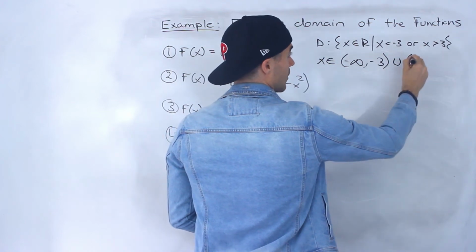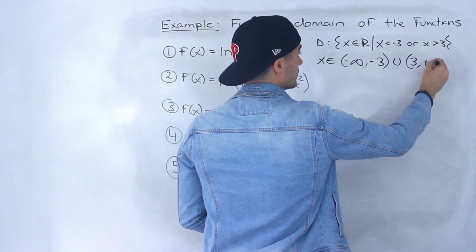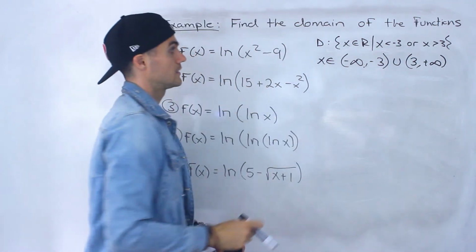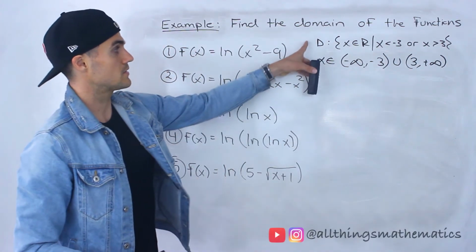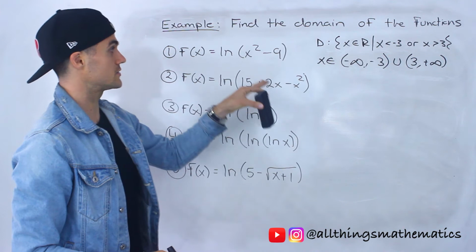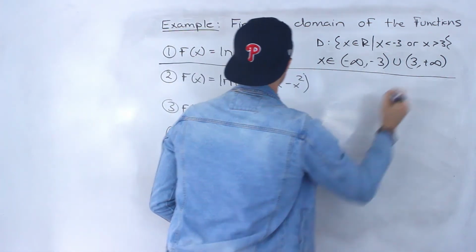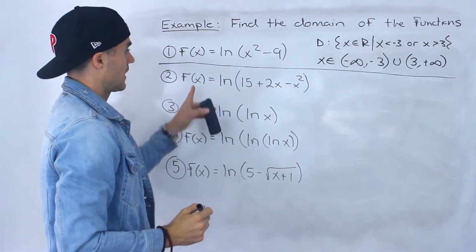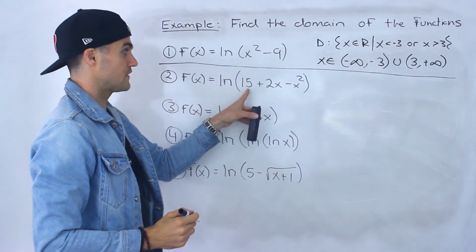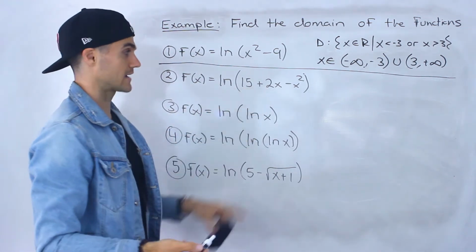Or it could be from +3 to +infinity. So either way, whichever way you express the domain, that's the domain for this first function. Now what about number 2? We've got f of x equals ln of 15 plus 2x minus x squared.